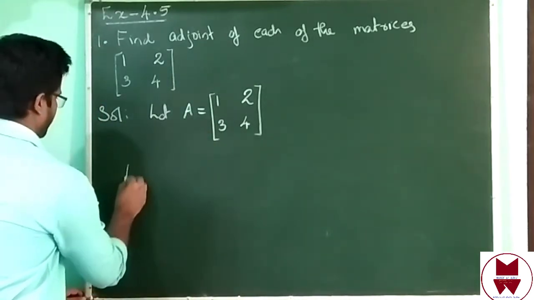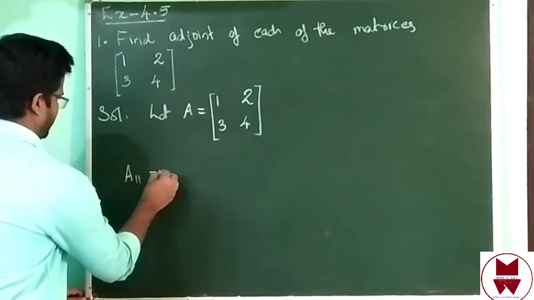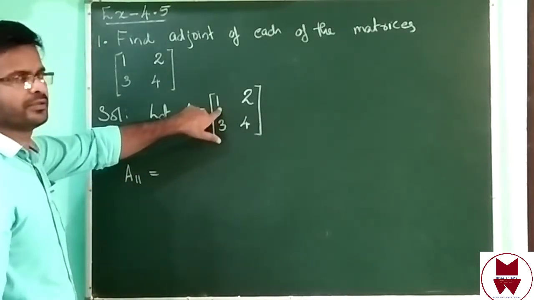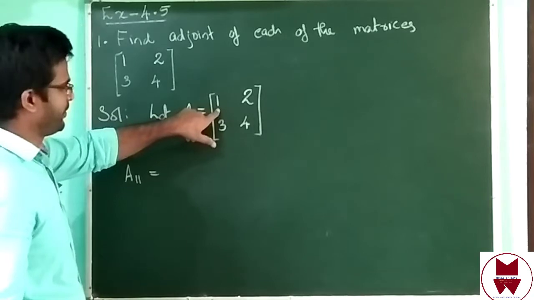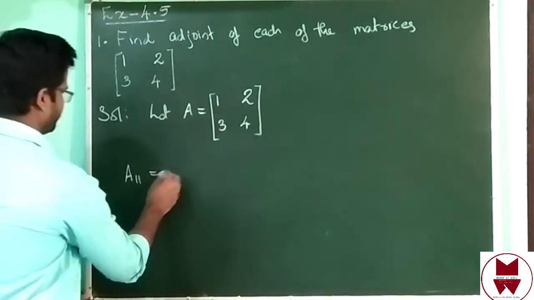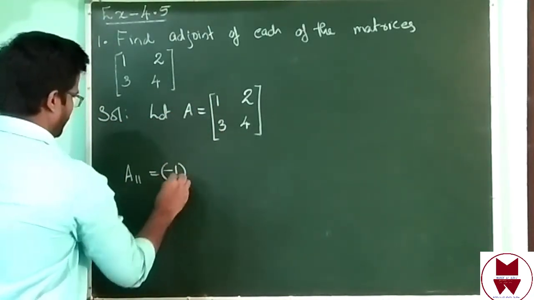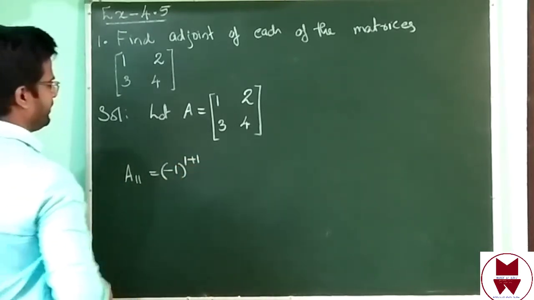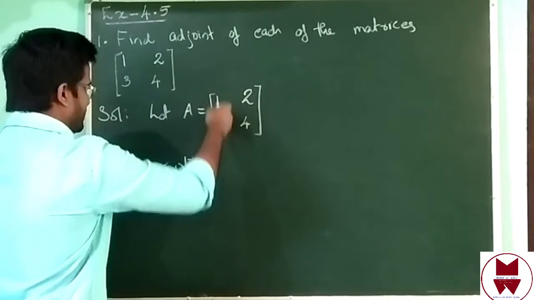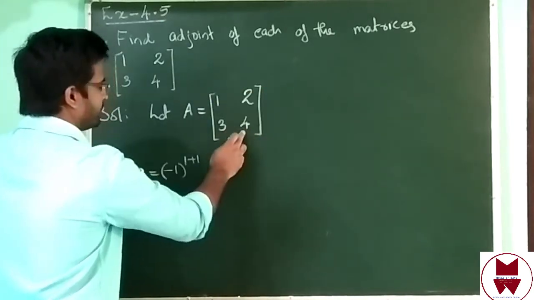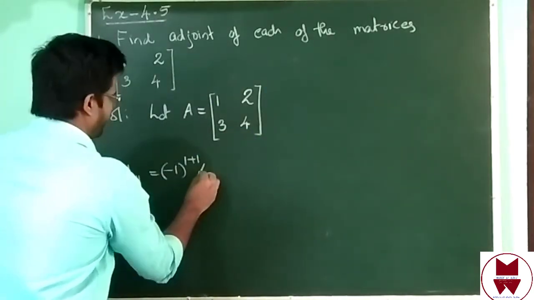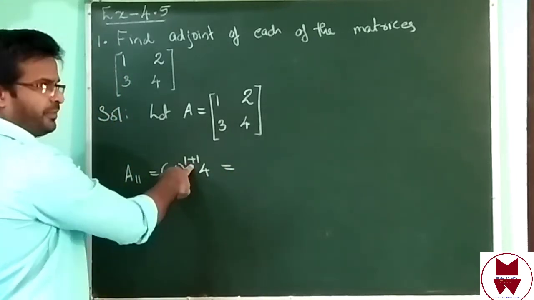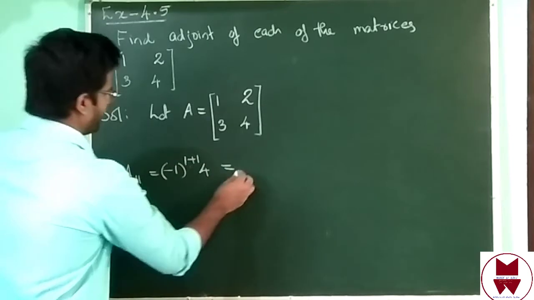The first, A11. A11 means the cofactor of the first row and first column element, the cofactor of 1. We can write minus 1 all raised to 1 plus 1. Then leave the first column and first row. Which number is remaining? 4, isn't it? Into 4. Then minus 1 all squared will be plus 1. Plus 1 into 4, we will get 4.